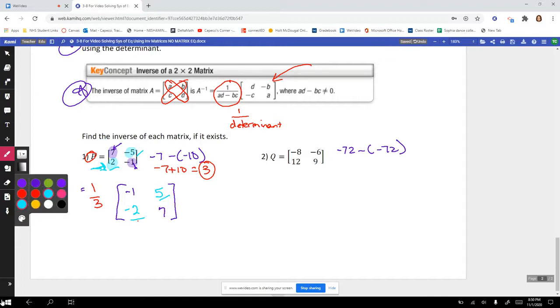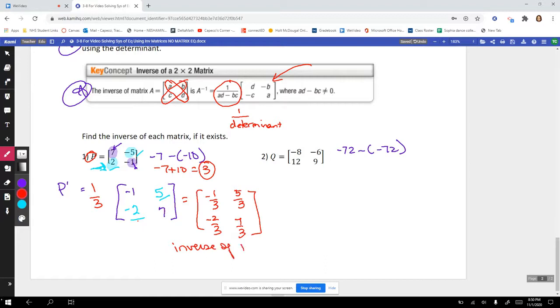Now, I will multiply through that number up front, the 1/3. So I get negative 1/3, and then I have negative 2/3, and then I have 5 over 3, and I have 7 over 3. So this is the inverse matrix of matrix P, which we call P prime. If I were to multiply this matrix by our original matrix, we would get that pattern that we talked about earlier with the 1s and the 0s.